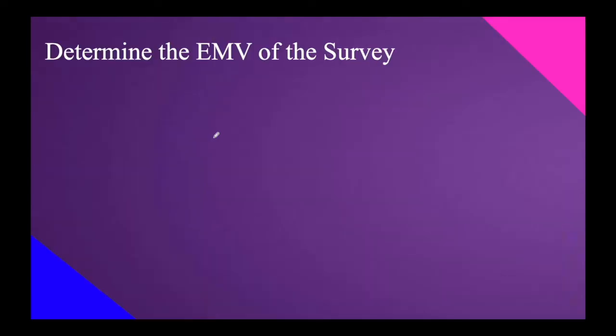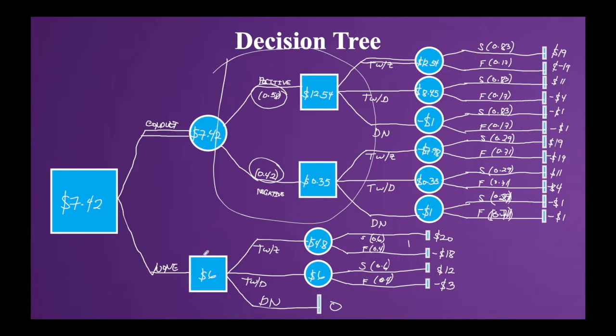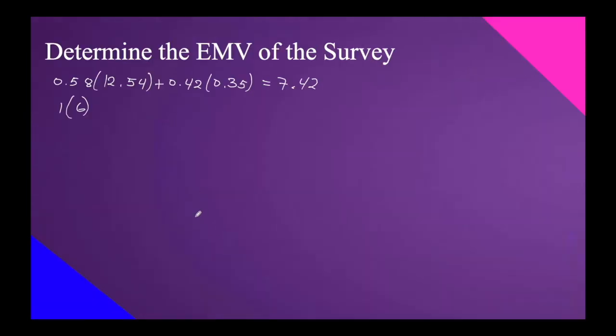Let's write here para lang meron kayong solution, no? So, 0.58 times 12.54 plus 0.42 times 0.35. Answer for this is 7.42. Yung sa kabila, 1 ang probability dahil wala namang binigay, times 6. Ito yung sa none, yung walang survey. And this is equivalent to 6.